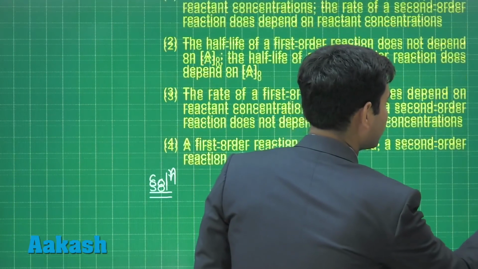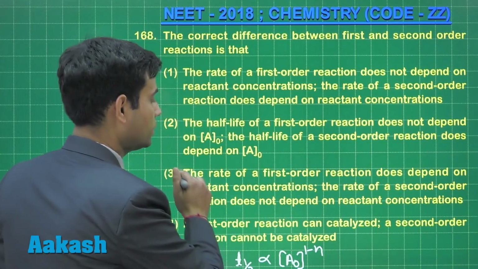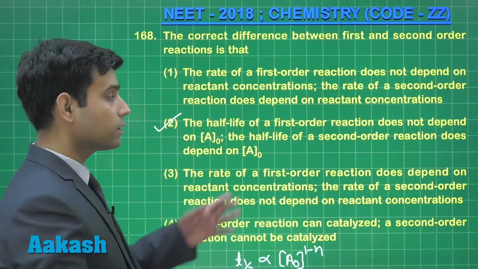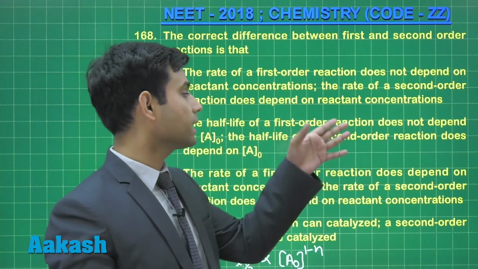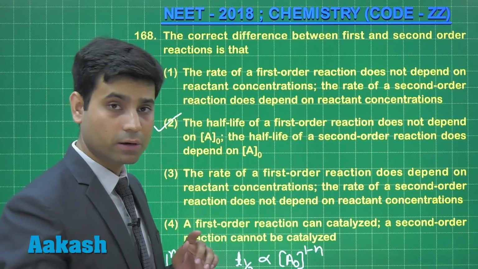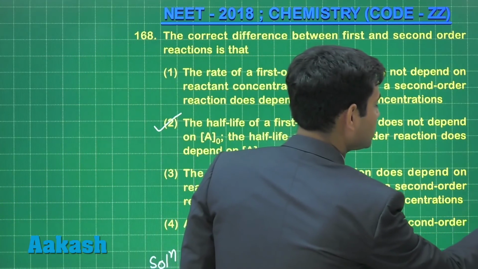So the correct answer for this question is option 2. The half-life of a first order reaction does not depend on A0. The half-life of a second order reaction does depend on A0. So the answer for this question is option 2.